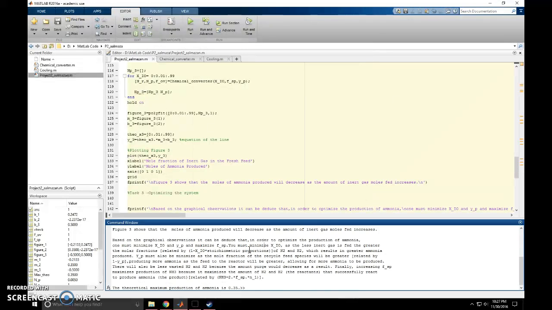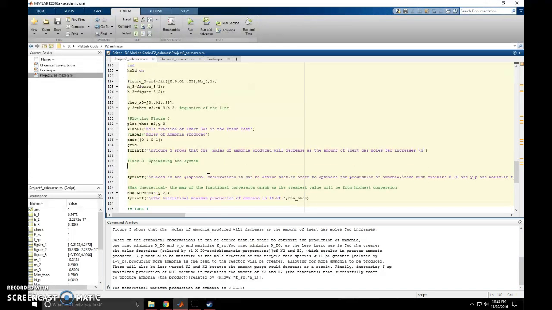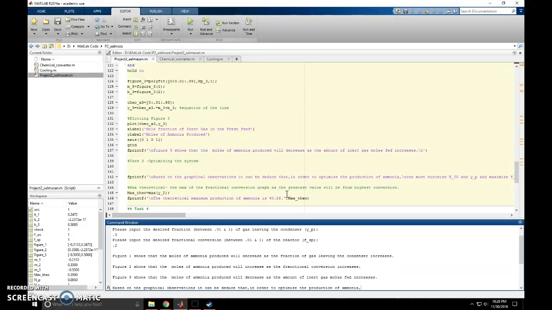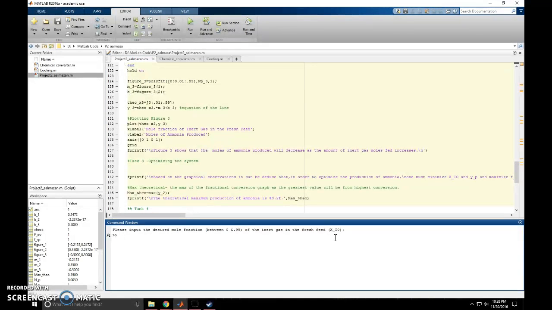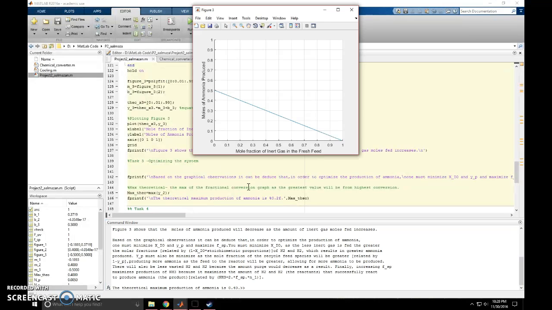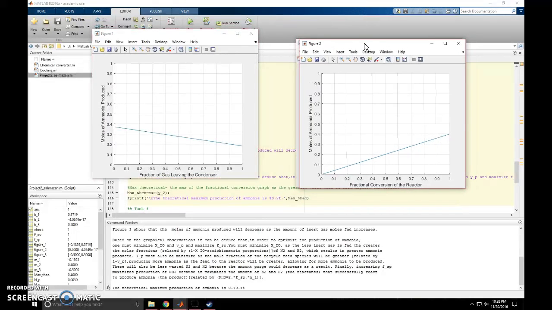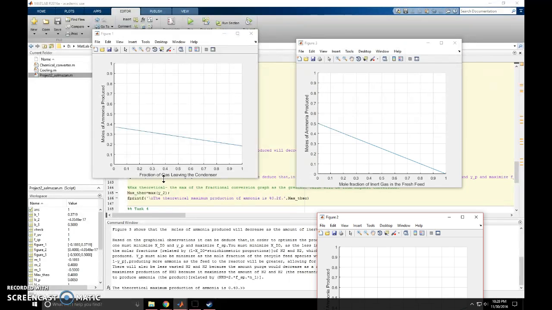And so basically from there, task 3, optimize the system. From those graphs, what do we want to maximize and what do we want to minimize? We saw that there was only 1 increase in the production of ammonia. So obviously we're going to want to maximize the second, this is our only increase in moles of ammonia produced. So we're going to want to increase the fractional conversion of the reactor and decrease these 2: fraction of gas leaving the condenser, and mole fraction of inert gas in the fresh feed.